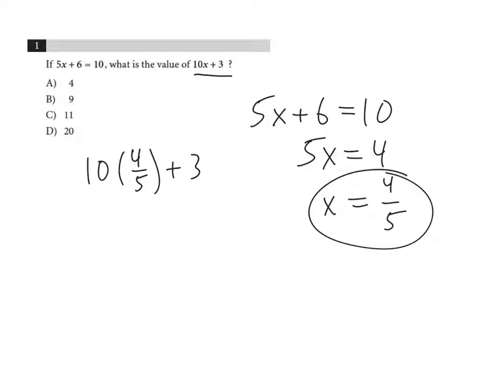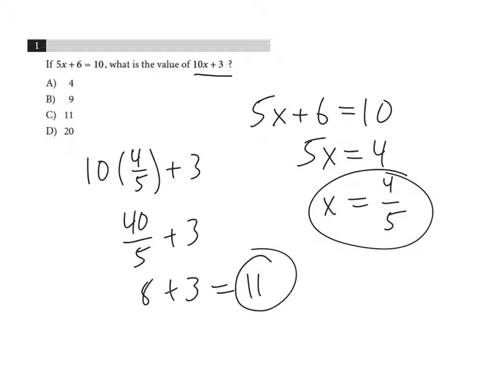We're going to take that and plug it into our expression. I'm going to multiply that first term, 40/5 plus 3. That's going to be 8 plus 3 equals 11.